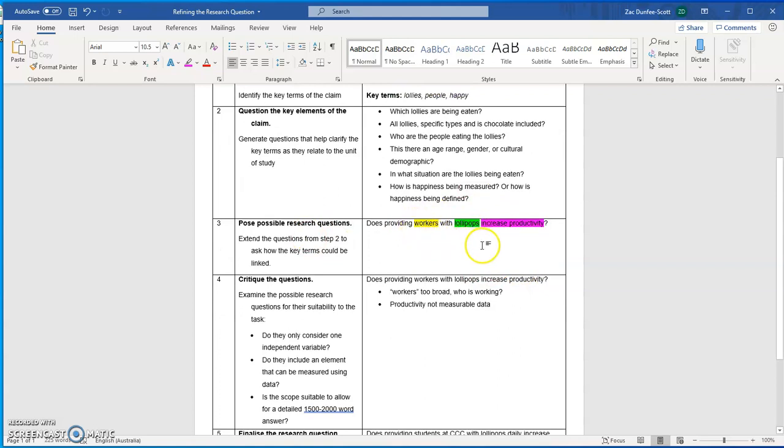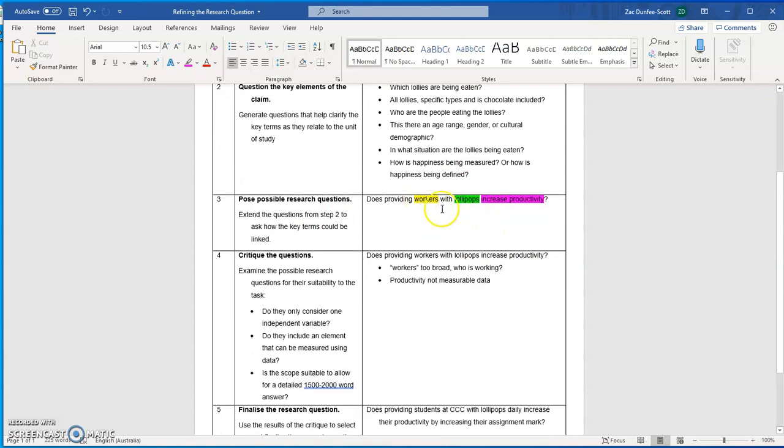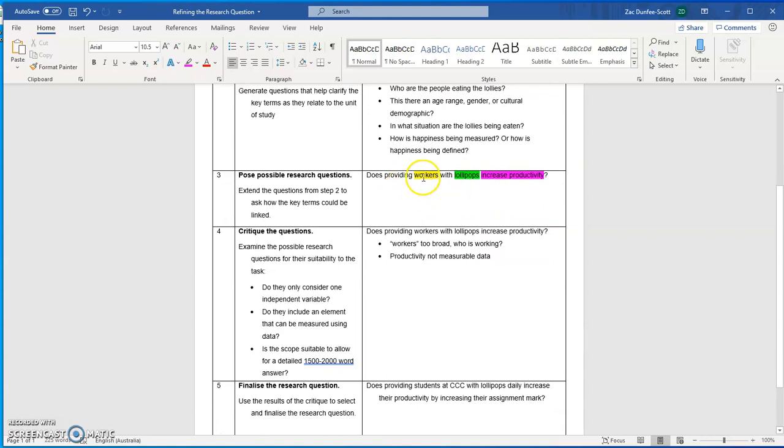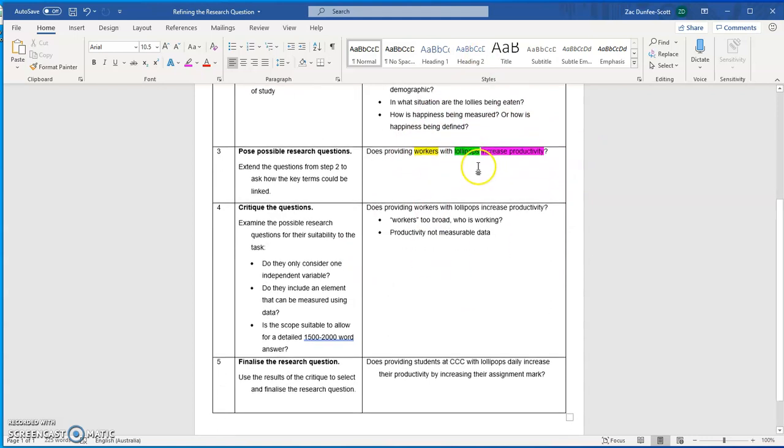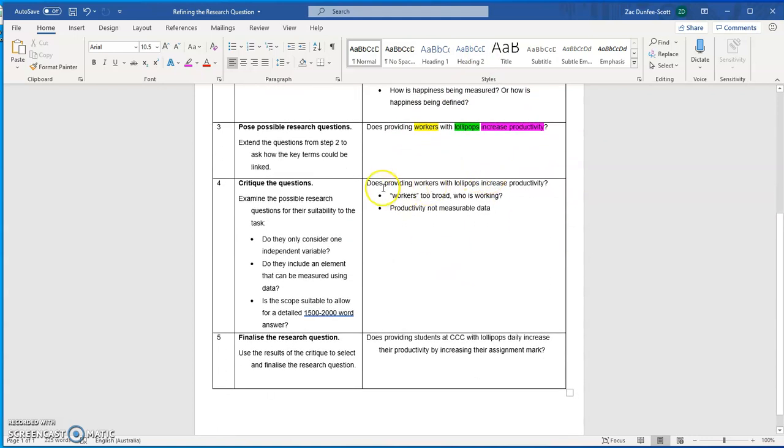I can start going on Google Scholar and I can start going, okay, now let's look at workers, lollipops, and increased productivity. And I'll chuck them into my parameters and see what type of information I'm going to get back. Okay. I can go on to my next point here.